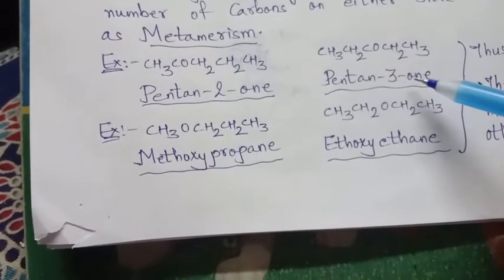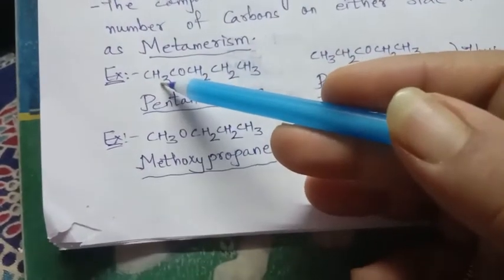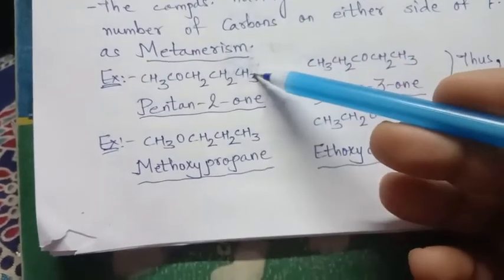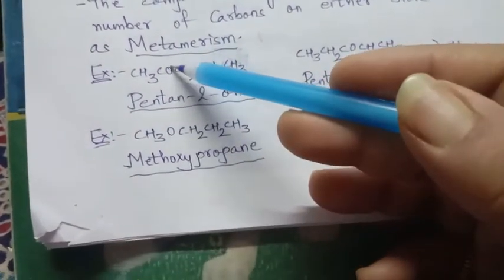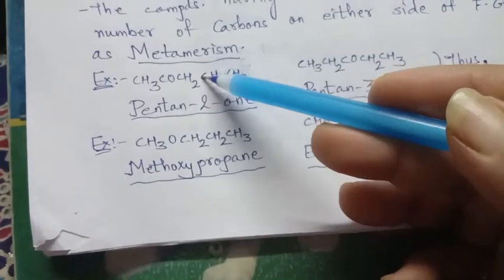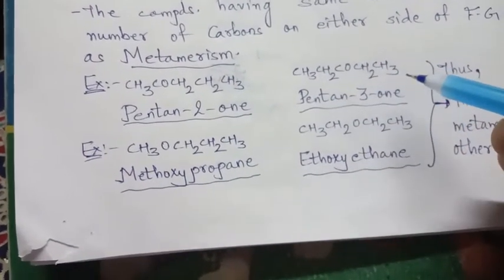But what is the thing? Here on this side only one carbon is there. Here 1, 2, 3 carbons are there. On either side of the functional group, the number of carbons is different. Here 2, here 2, right?